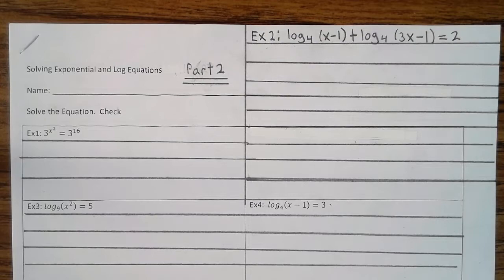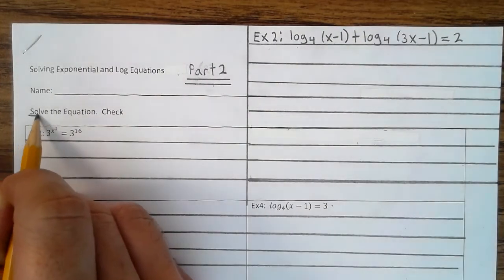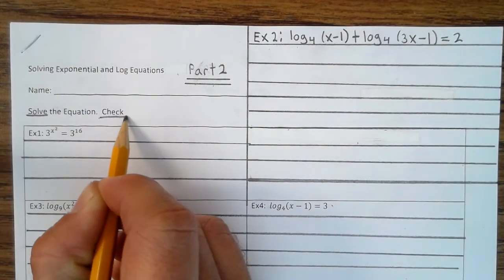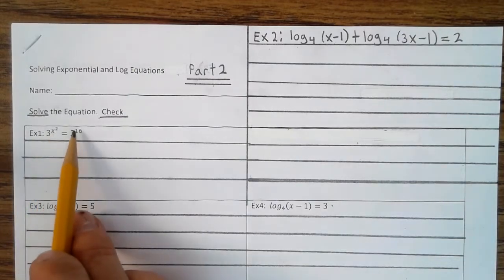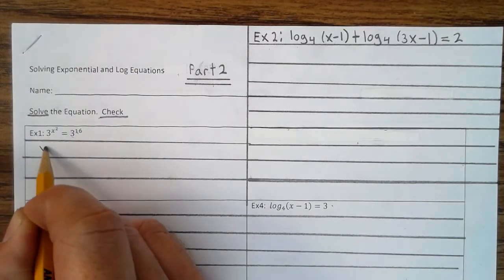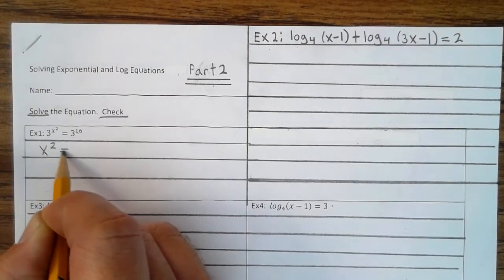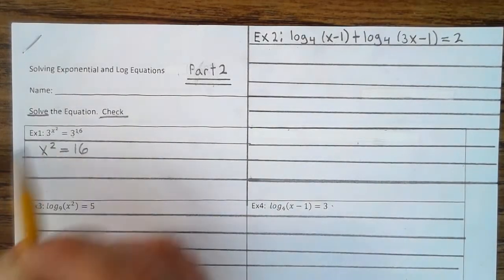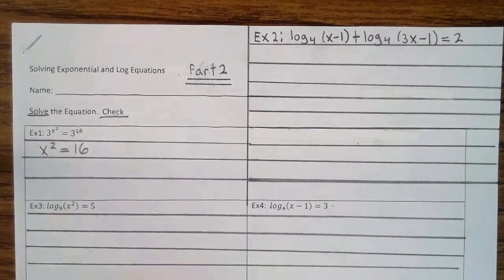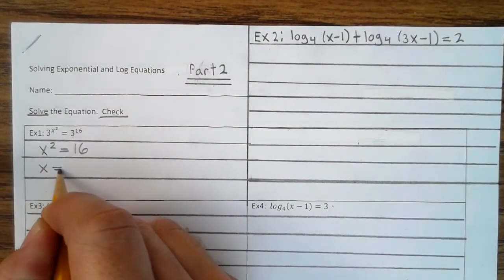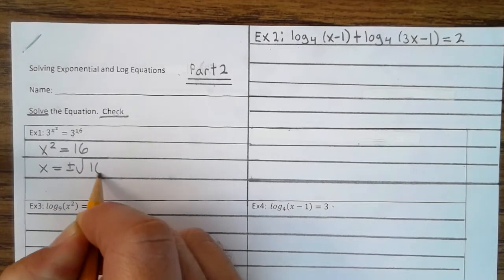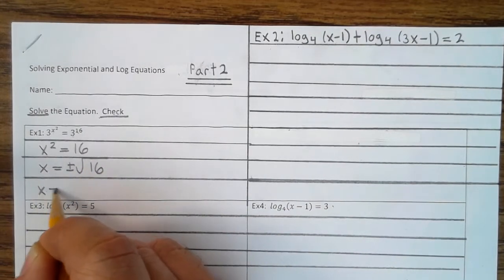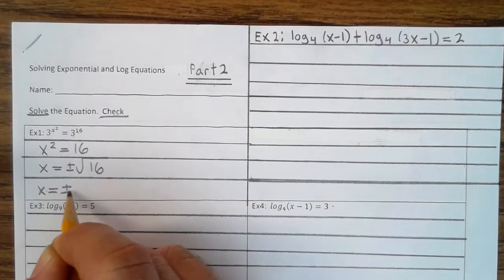All right. Solve the equation and check. So to solve this, we see that the bases are the same, so we know the exponents are equal. So we have x squared equals 16. Okay. Take the square root of both sides, you get x equals plus or minus the square root of 16. So x equals plus or minus 4.